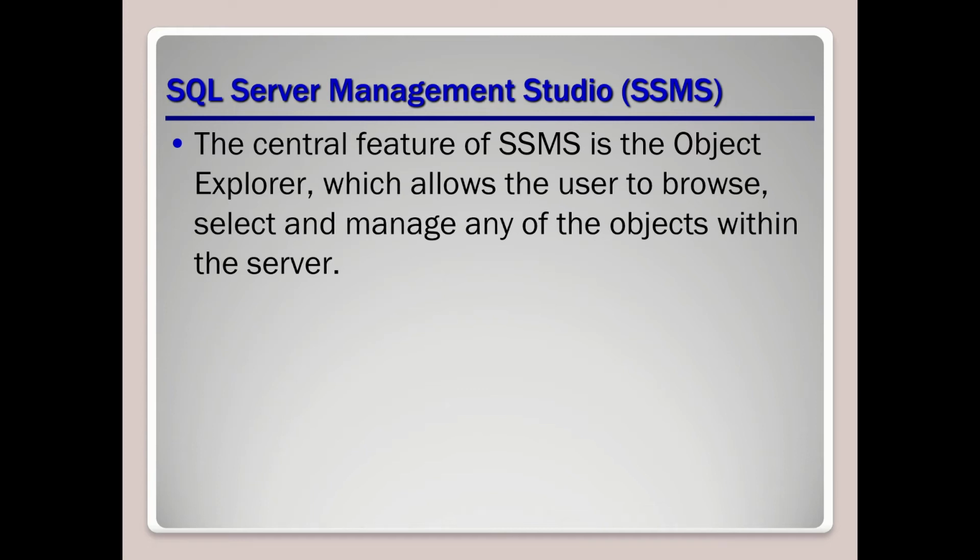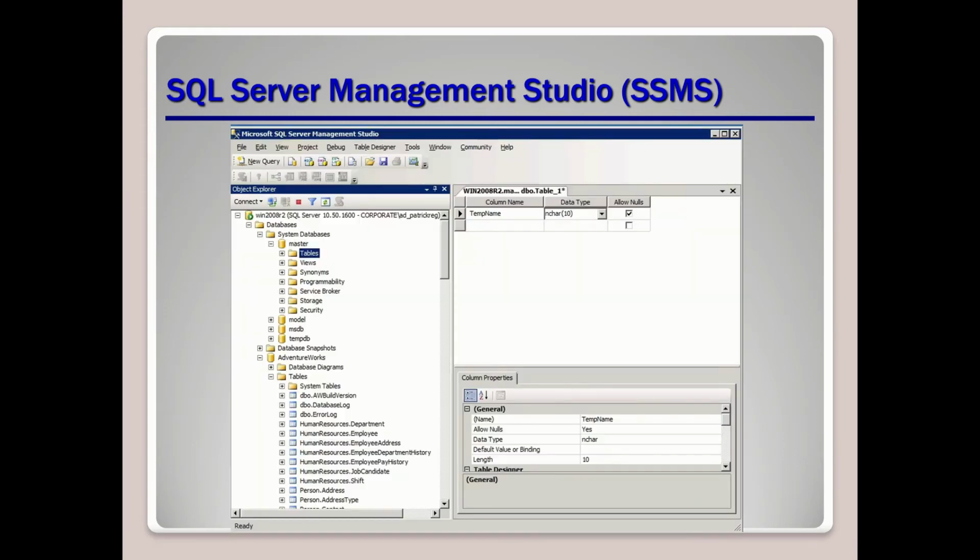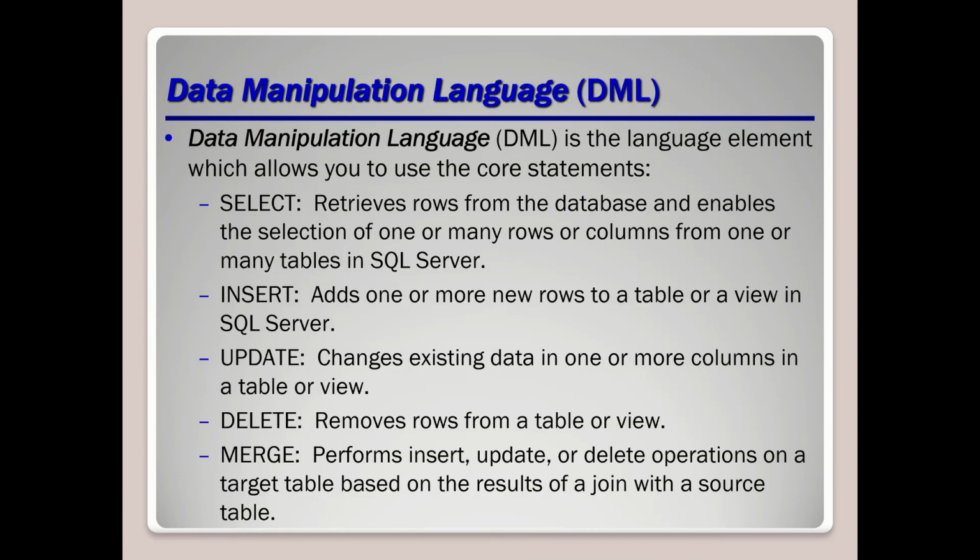The central feature of SSMS is the Object Explorer, which allows the users to browse, select, and manage any of the objects within the server. Here, this is your software, and from there, what's selected here is your tables, and you can see your database and your query window and your column properties.